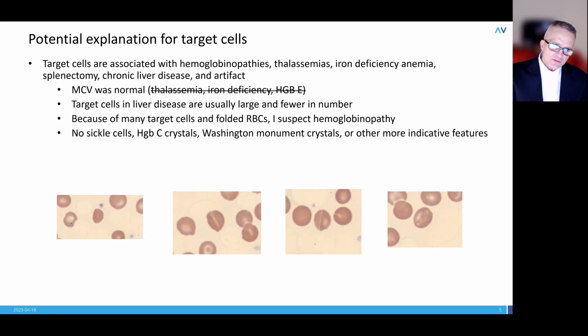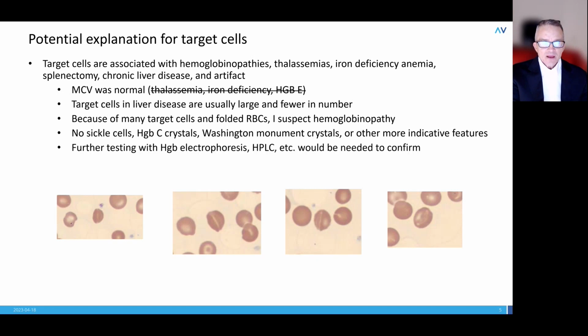But there were no sickle cells that I could find, no hemoglobin C crystals, no Washington Monument crystals, or other more specific features indicative of exactly what type of hemoglobinopathy the patient may have had. That's about all we can do, just to say suspect hemoglobinopathy, not on the report, but between us in this proficiency test. In order to determine exactly what type might be present, whether S, C, E, or various hemoglobinopathies, further testing would be needed. That's usually done with hemoglobin electrophoresis or high-performance liquid chromatography, or another test to examine the different hemoglobins that are present.